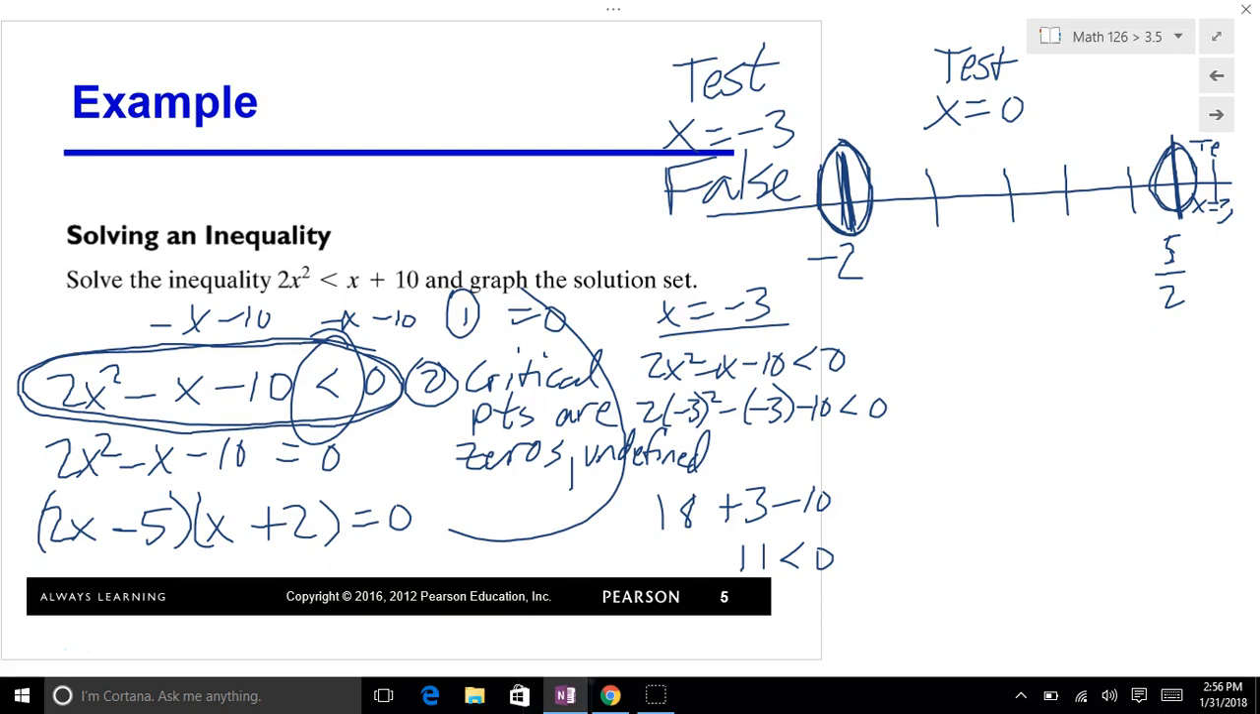So what it's telling us is on the graph, this thing is going to be above the x-axis. It's not going to be less than. Okay? That's what it's telling us. That's not going to be part of the solution set.